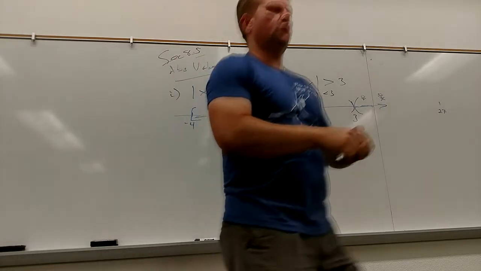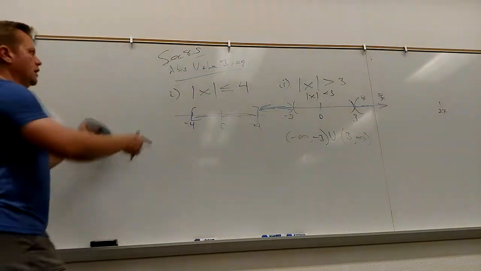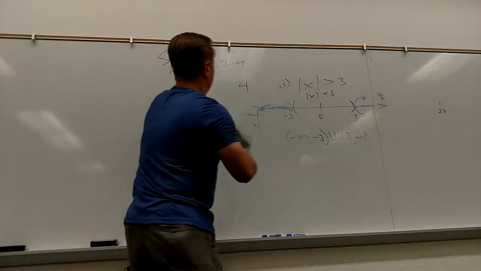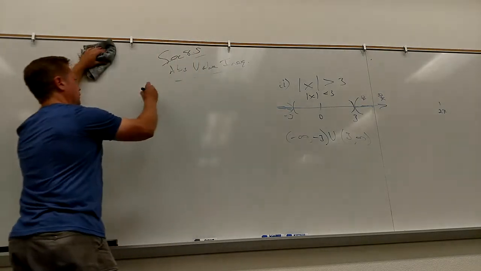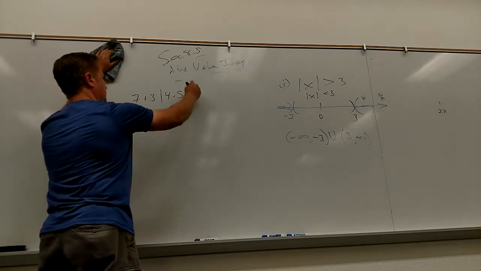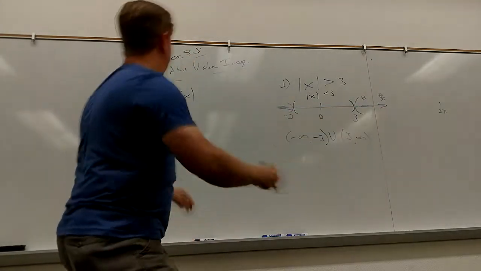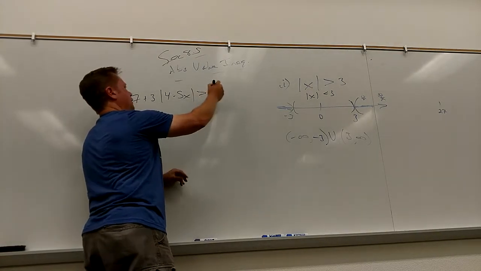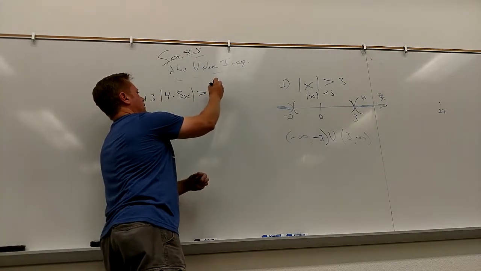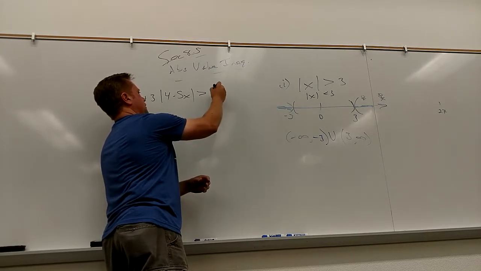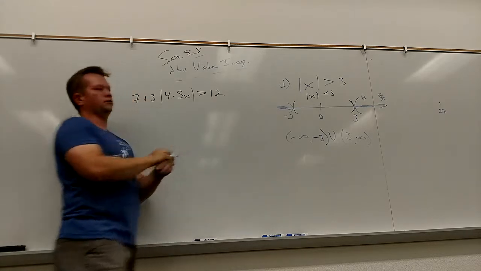So of course, hopefully you guys realize it's the same idea of what we did before with the equations. They're not going to start with absolute value of x, right? They're going to start with 7 plus 3 times the absolute value of 4 minus 5x is greater than what, Jeff? It doesn't really matter. All right, then. It's greater than, you just said it didn't matter. I know. It's greater than 12.